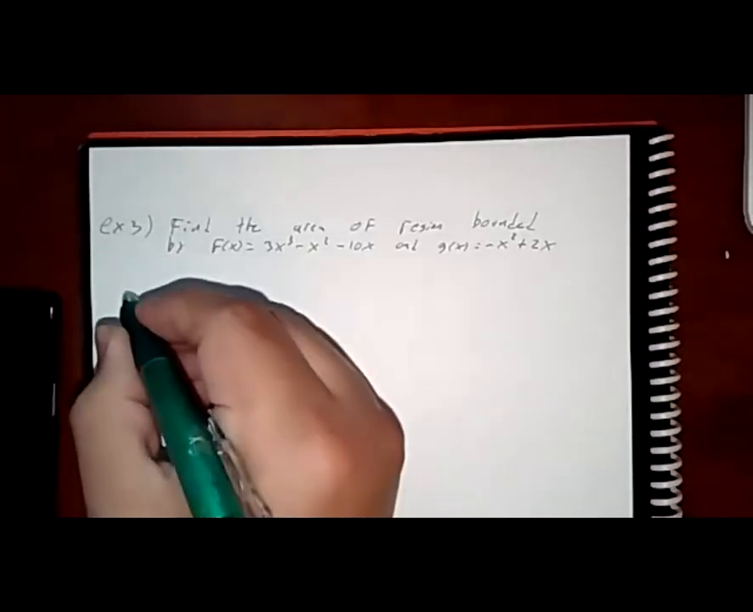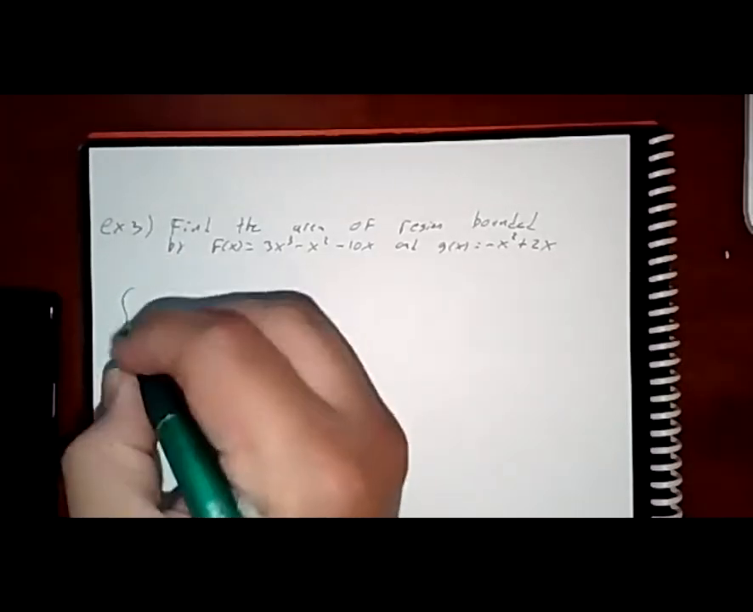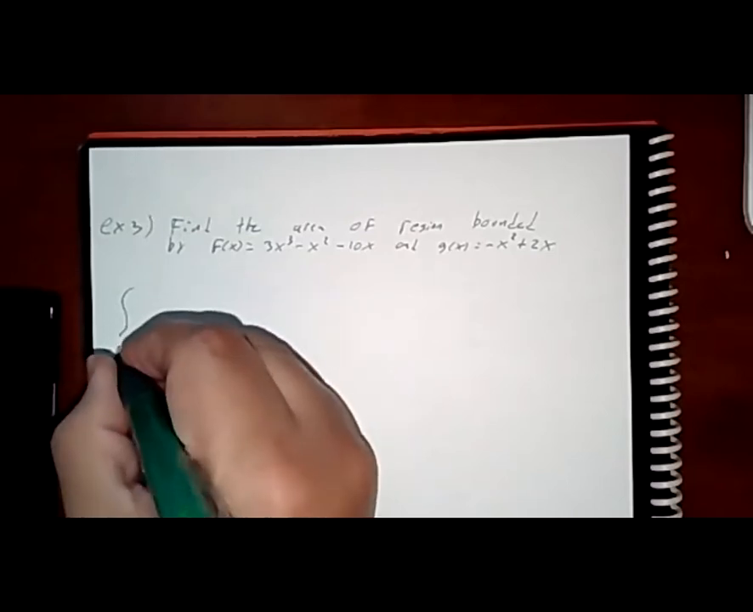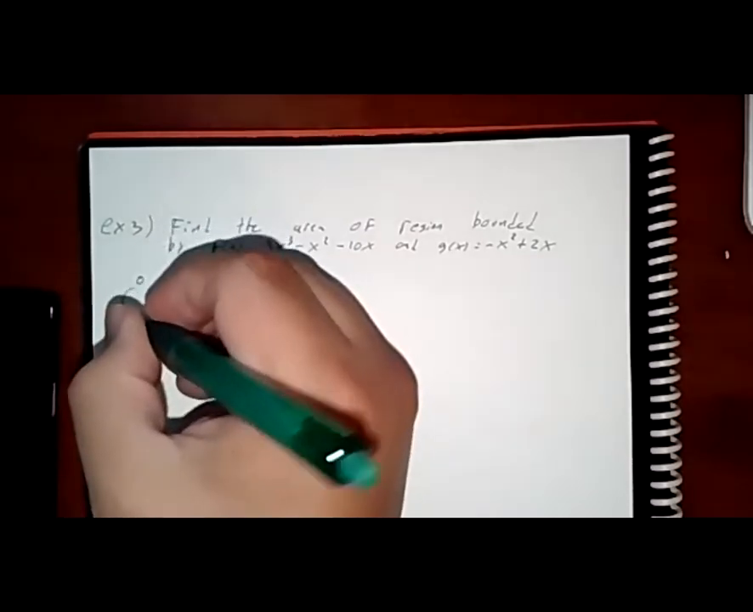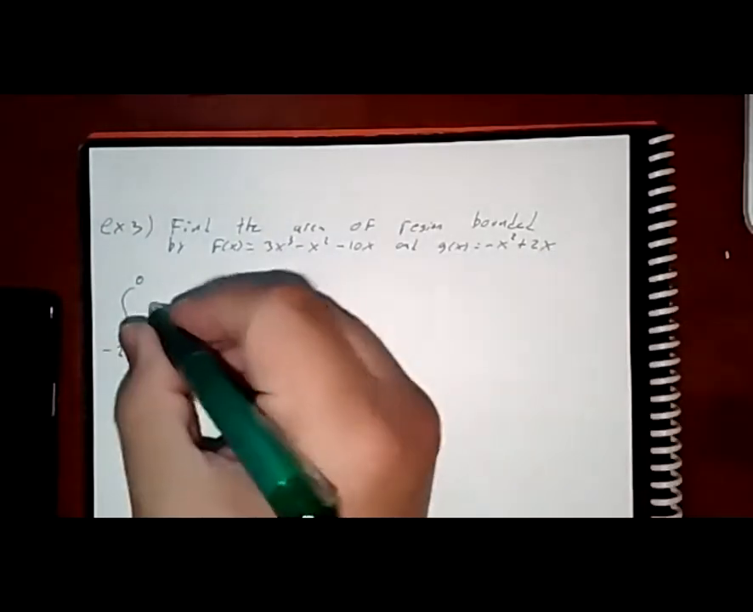So I'm going to integrate, and using the intersection points, -2 all the way until 0, the blue one is on top. F is on top.